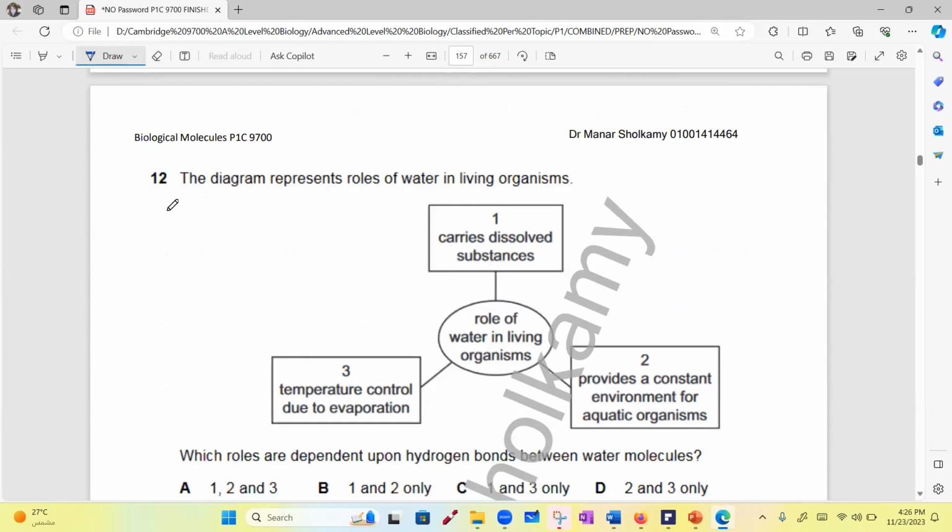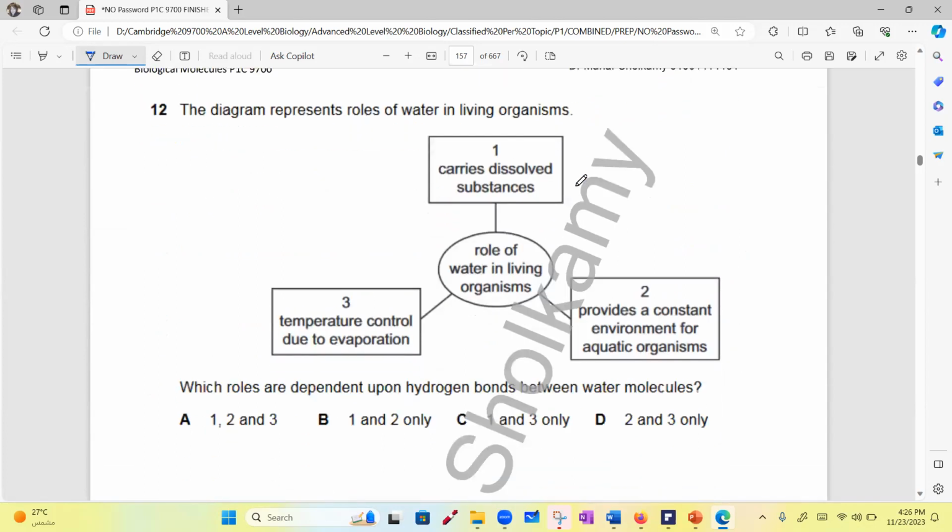Yes. Good. The diagram represents roles of water in living organisms. Yassine, this question is for you. The first function is that it carries dissolved substances. The second function, water provides a constant environment for aquatic organisms. The third function of water, temperature control due to evaporation. Which roles are dependent upon hydrogen bonds between the water molecules? 1 or 2 or 3 or which?